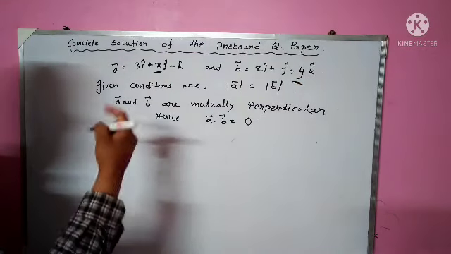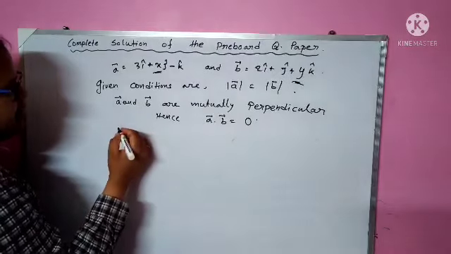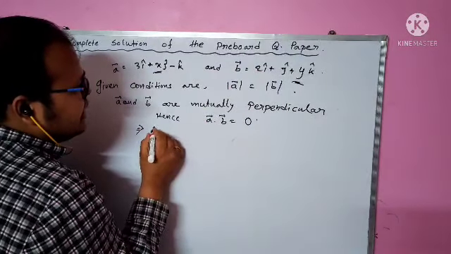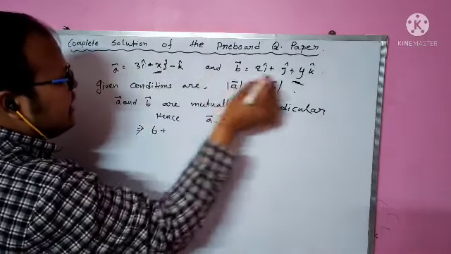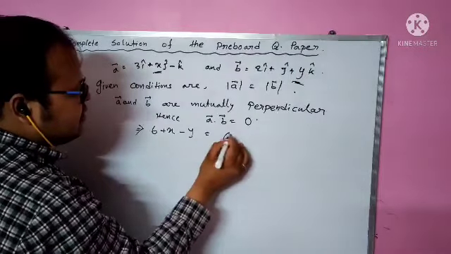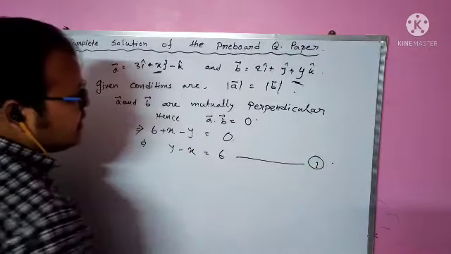Okay, let's use this one. First, let us use this from equation 2. A dot B equals 0. So from there, what are we getting? If I do the dot product of A and B, we will be getting 3 into 6 plus x into 1 is x, minus y into 1 is minus y, equals 0, which means y minus x equals 6. Let us call it equation number 1.